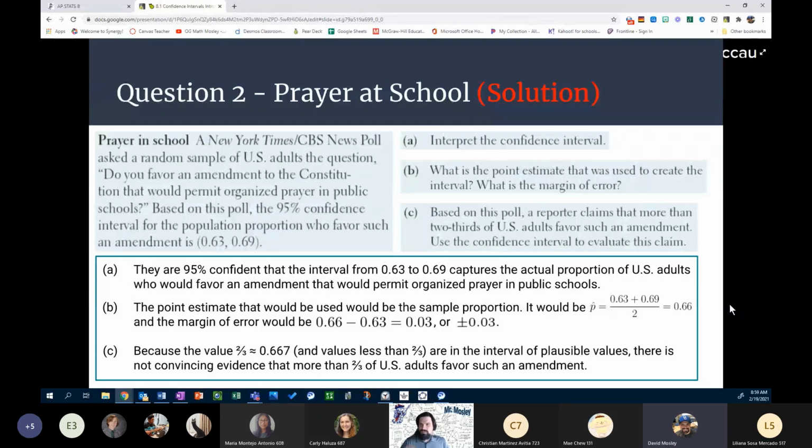We see that sometimes when you see polls that are shown on news channels, they'll say margin of error plus or minus 0.0 something, right? That's what they're calculating. It's the margin of error.